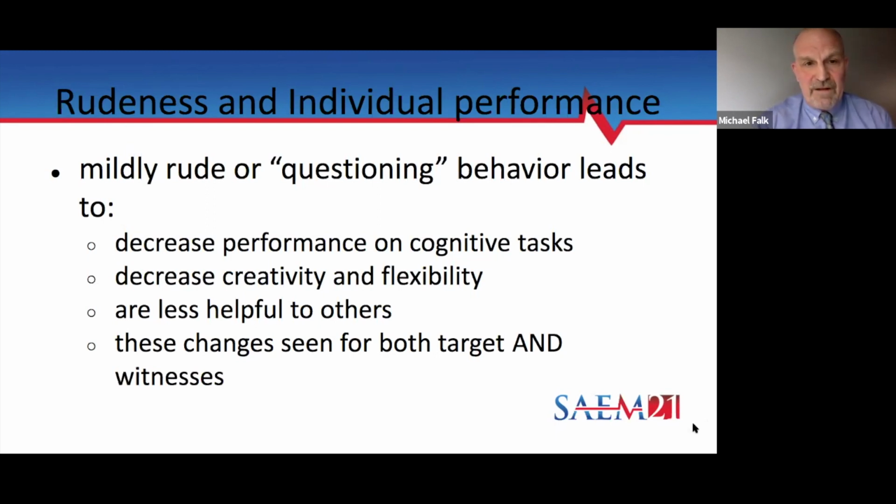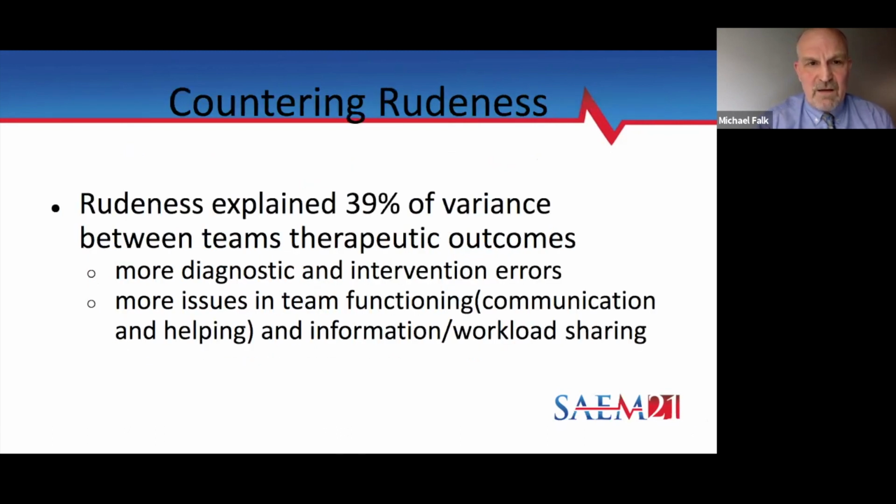So if we go to the next slide. When they actually ran these scenarios, rudeness caused almost 40% of the variance between teams in therapeutic outcomes. This isn't just about how you talk to each other. They gave them really difficult cases, and I was really impressed. The variance was in their ability to diagnose, assess, and deal with the problems at hand, so there were more diagnostic and intervention issues. There were also more issues in team functioning and their ability to communicate with and help each other, which also leads into their ability to share information and workload together within an emergency context, which is critical when resuscitating a critically ill patient.